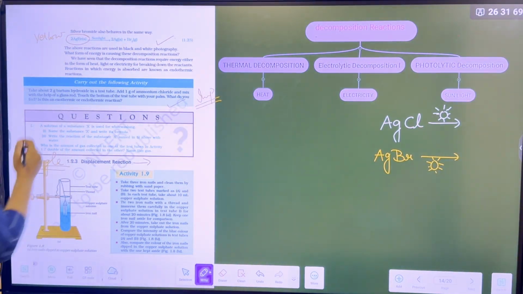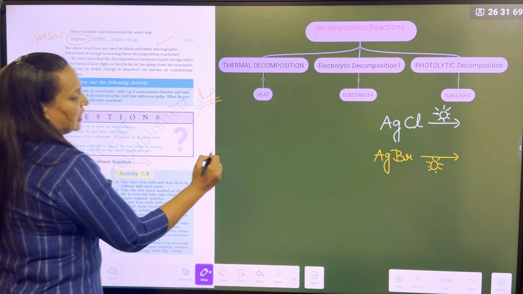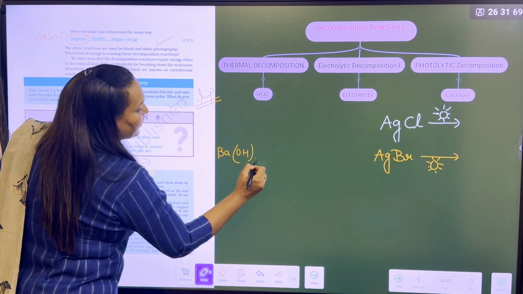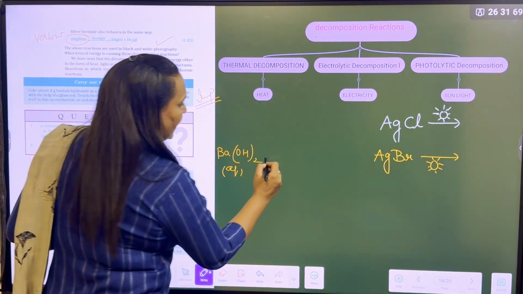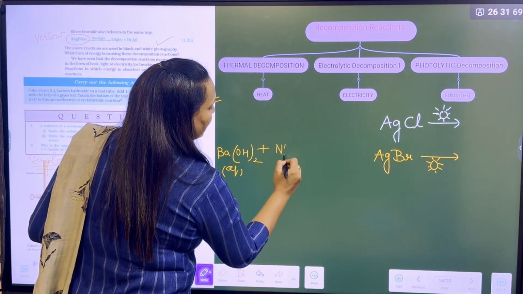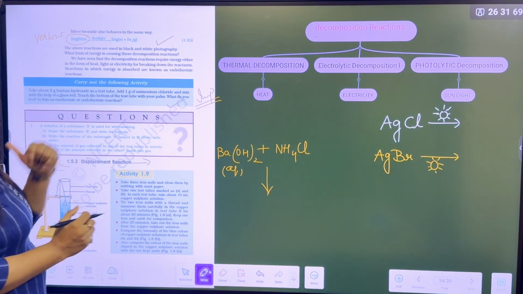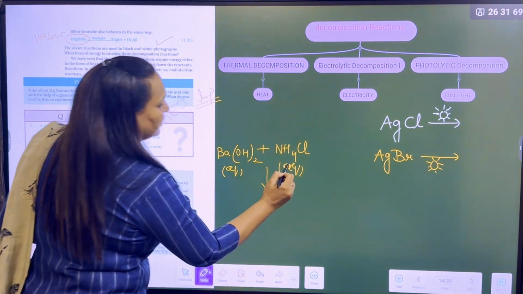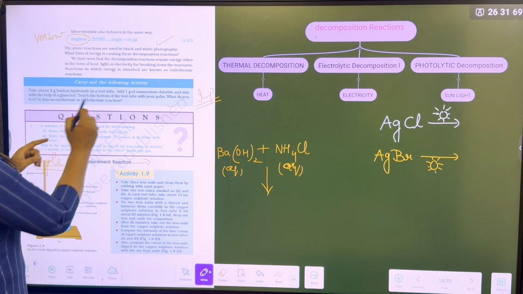So let's write this reaction. Take about 2 gram of barium hydroxide. Let's take 2 gram of barium hydroxide. It is an aqueous solution. Add 1 gram of ammonium chloride. We are adding ammonium chloride. Okay. So what does it form? Now both are compounds, aqueous solution, right? Mix them with the help of a glass rod.